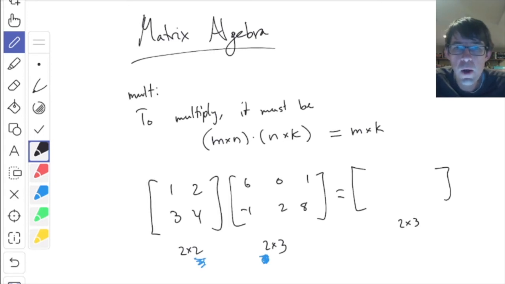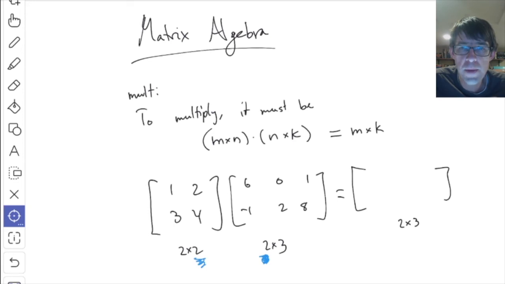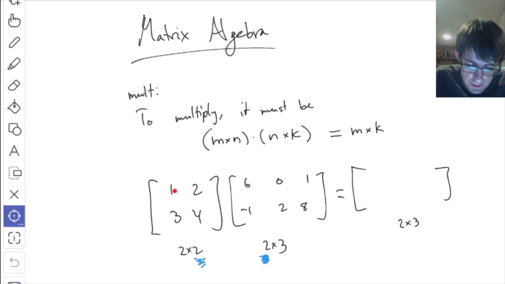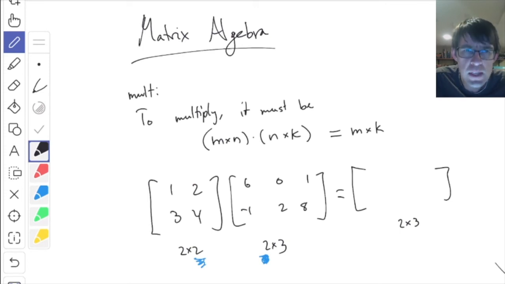And what is it? I hope you remember how to do this. If we were in a classroom, I would show you with my fingers. Your left finger should go across the top row here, and your right finger should go down the first column. To get the row 1, column 1 answer, I go across the first row and down the first column, and I multiply and add as I go. So in this entry, I do 1 times 6 plus 2 times negative 1. 6 plus negative 2, that's 4 here, all right?